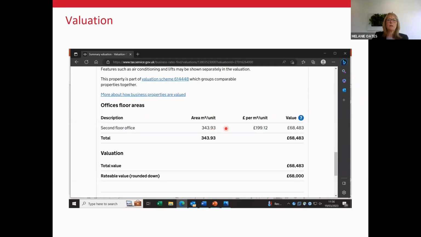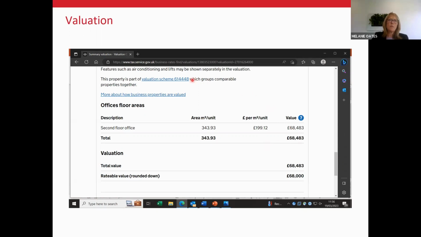We then have the area in square meters. We've got 343.93 square meters of floor space, and it's been valued at a price of £199.12 to come up with a rateable value for our offices here of £68,000, and that's the 2023 valuation rateable value that will be used to calculate the rates that we pay on this property.